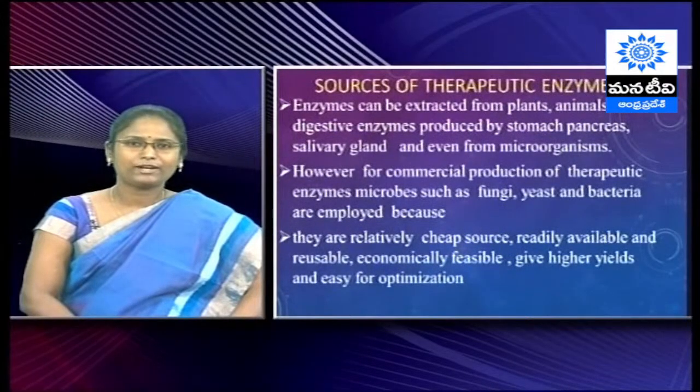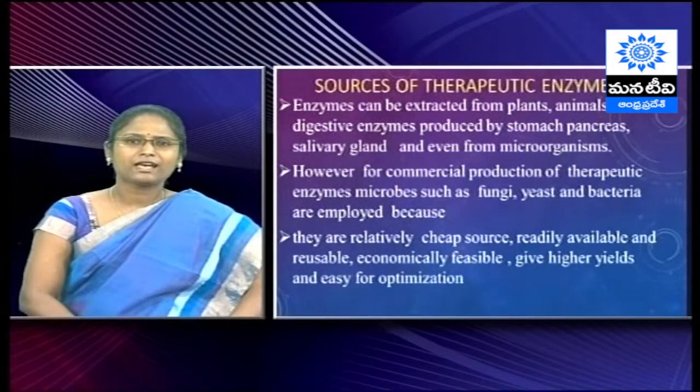Commercially, for commercial production of therapeutic enzymes, microorganisms are employed. Microorganisms such as bacteria, yeast, actinomycetes, and fungi are employed. Why are microorganisms employed for commercial production? Because microorganisms are very readily available. They are available in our natural microflora, in our soil, in our water samples, and in many sources microorganisms are easily available. So they are referred to as a cheap source.